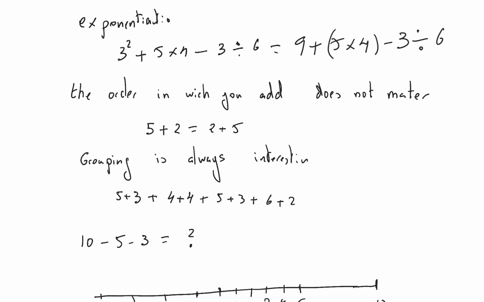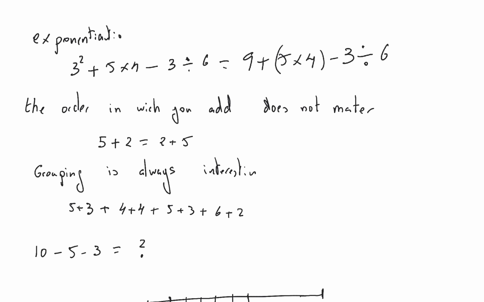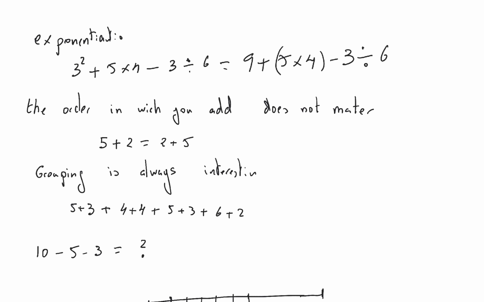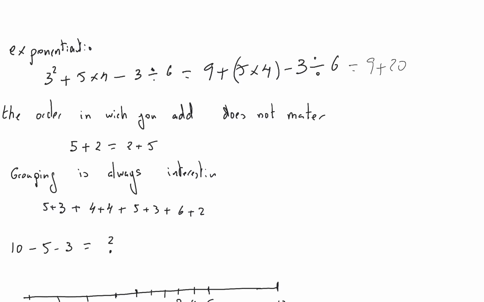division or multiplication. Okay, so let's do it. I see here one multiplication, and I see here one division. So 5 multiplied by 4 is 20, and 3 divided by 6 is 1/2. So this will be equal to 9 plus 20 minus 1/2. And this is the result, and we can put it like this.